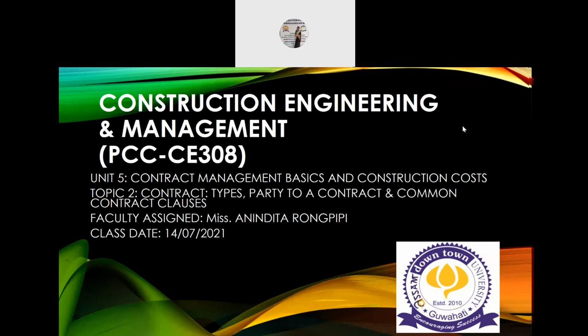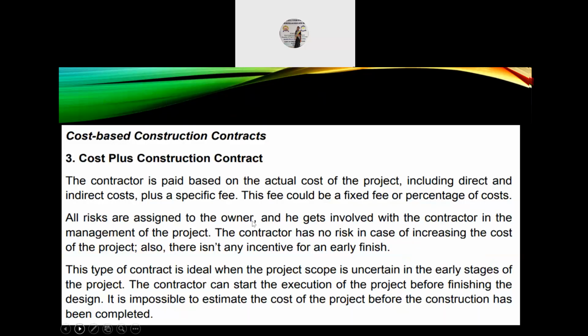So, good morning, students. We'll start our topic number 2 of Unit 5, which is contract, types of contract, party to a contract, and common contract clauses. In continuation with our previous class, the third cost-based construction contract. The third point is the cost plus construction contract.